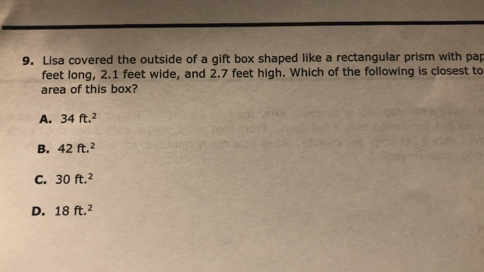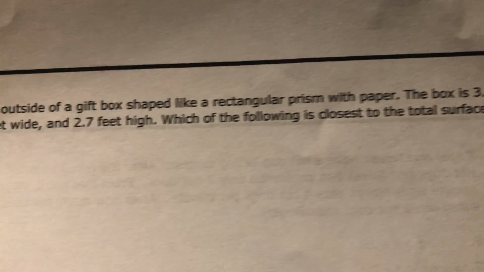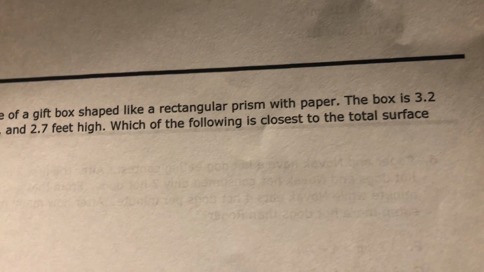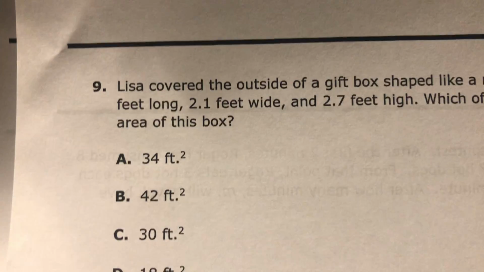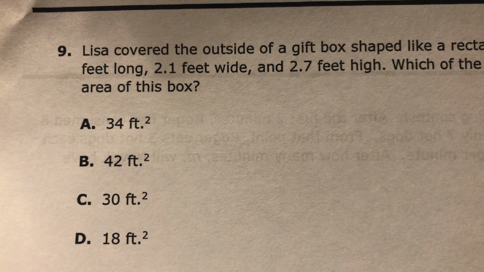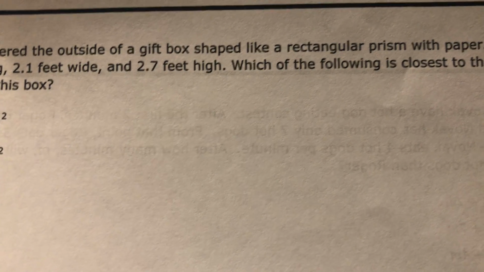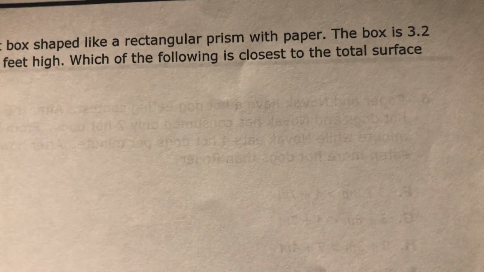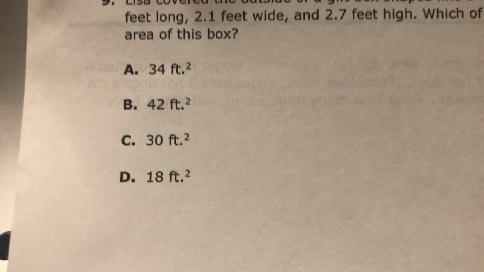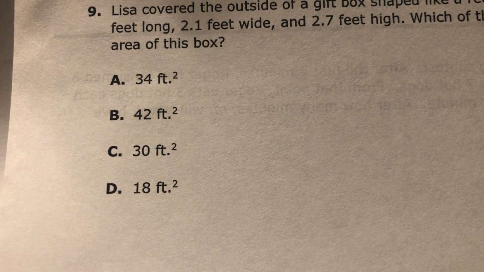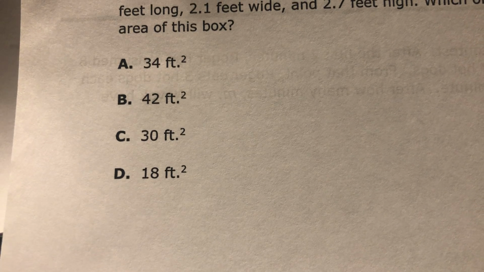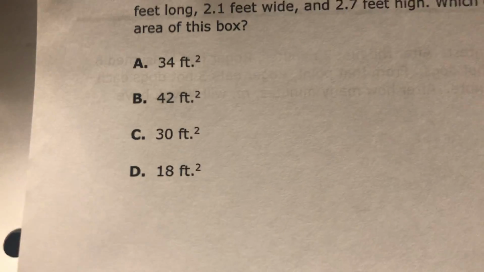Number 9, Lisa covered the outside of a gift box shaped like a rectangular prism with paper. The box is 3.2 feet long, 2.1 feet wide, and 2.7 feet high. Which of the following is closest to the total surface area of this box? A, 34 feet, B, 42 feet, C, 30 feet, D, 18 feet.